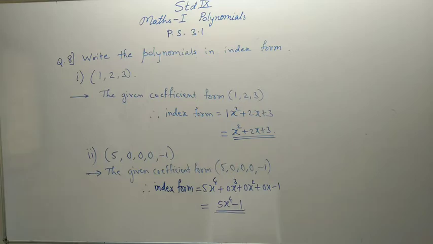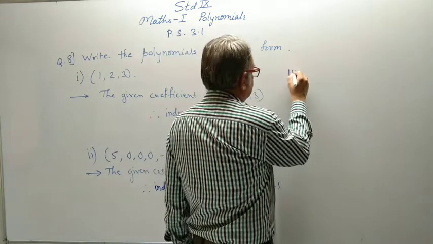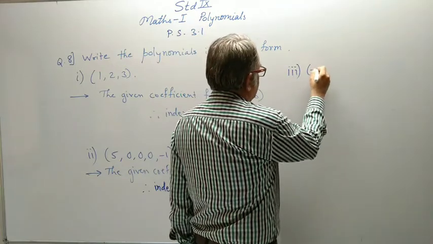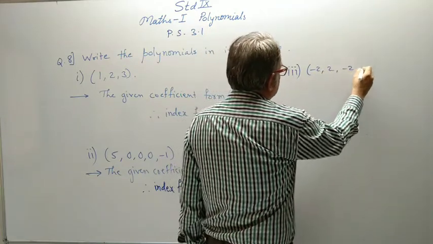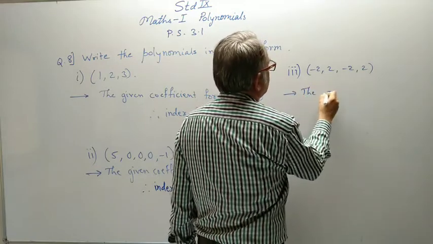Similarly, one more sum is given. Third, minus 2, 2, minus 2, 2. The given coefficient form.